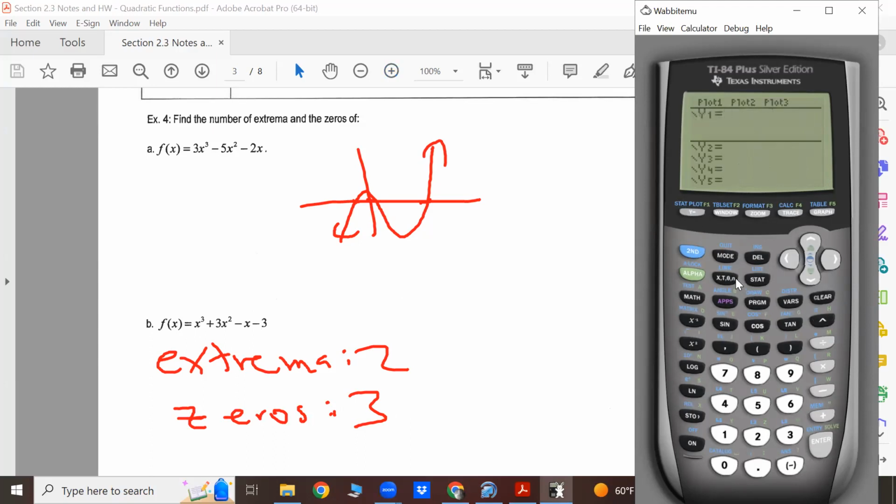If it's negative, would it still be the same for the extrema and zeros? Totally. The end behavior would be different, of course. What was that?